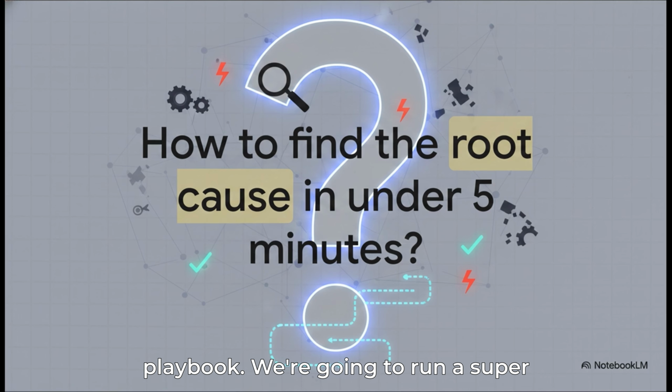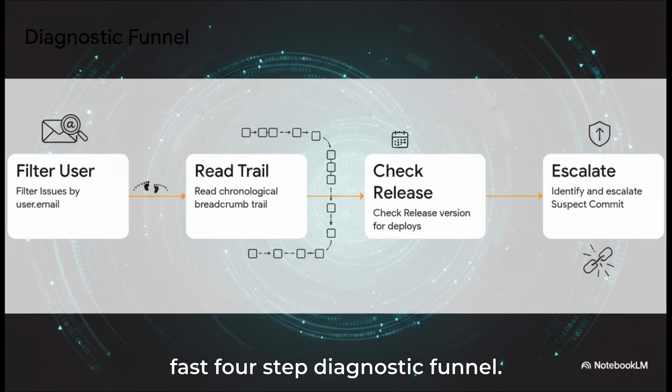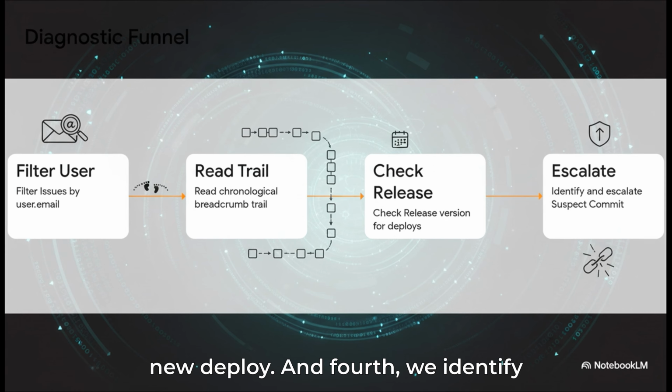Let's run the playbook. We're going to run a super fast 4-step diagnostic funnel. First, we filter the issue stream by the user's email. Second, we read the chronological breadcrumb trail to see their exact clicks. Third, we check the release version to see if this is tied to a new deploy. And fourth, we identify and escalate that suspect commit.